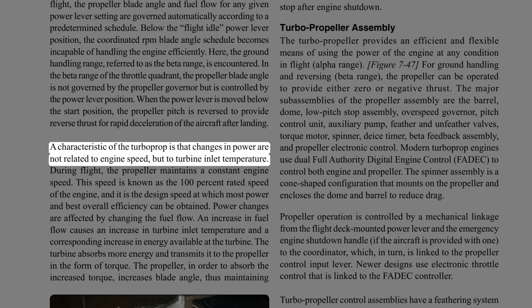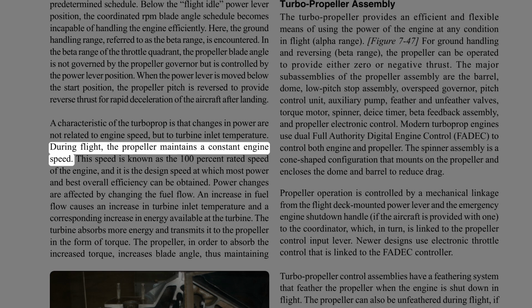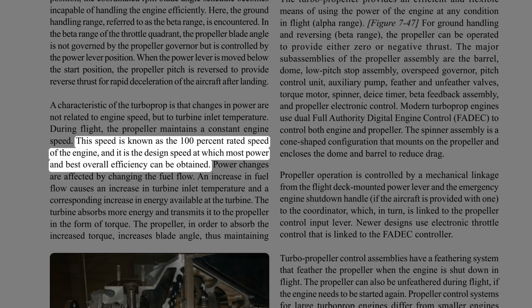A characteristic of the turboprop is that changes in power are not related to engine speed, but to turbine inlet temperature. During flight, the propeller maintains a constant engine speed. This speed is known as the 100% rated speed of the engine, and it is the design speed at which most power and best overall efficiency can be obtained.